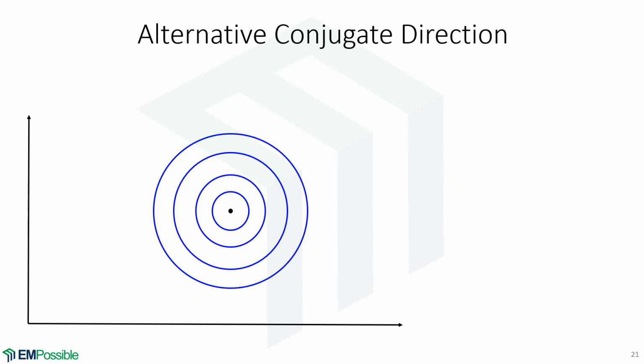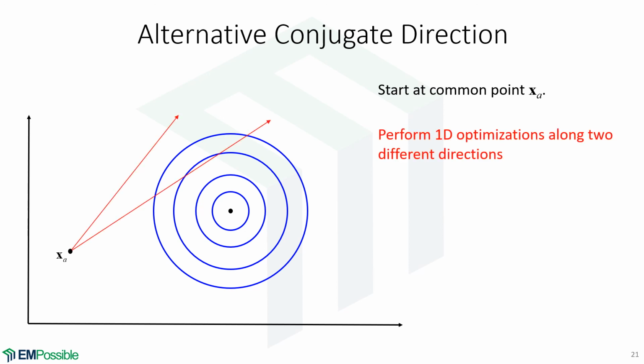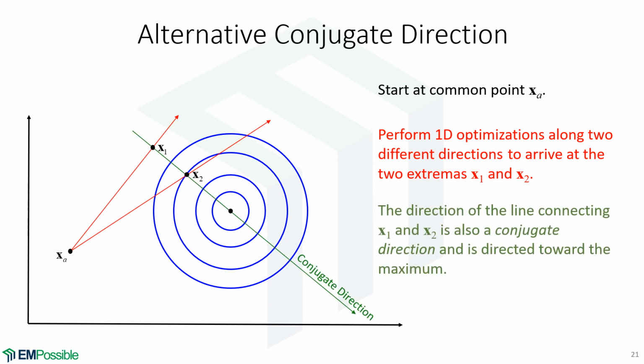Here's an alternate way to define a conjugate direction. Here we start with a single point, and we do one-dimensional optimizations in 2 different directions from the same starting point. We find the extrema along both those directions, and now if we draw a line through those 2 extrema, that is in the direction of the overall extrema, and that is a conjugate direction. Same conjugate direction we had on the previous slide. So we have 2 ways of constructing a conjugate direction, and this tells us what direction to move in to get to the global extrema.